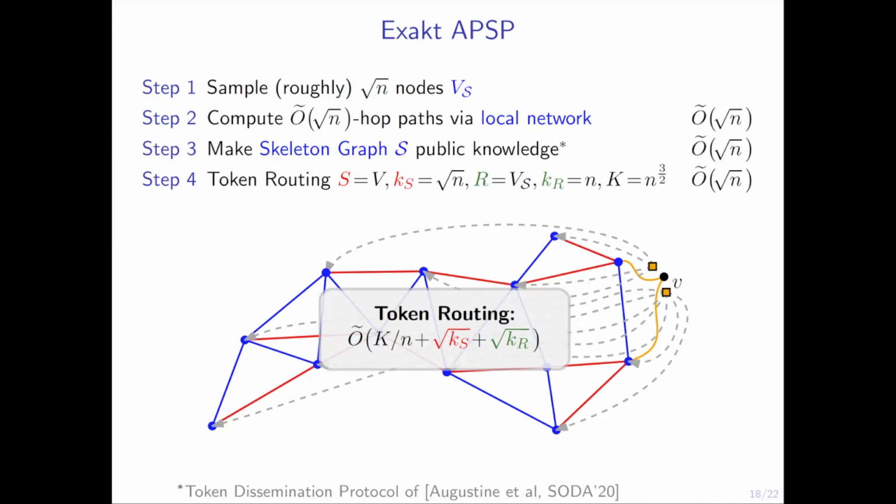After this, every skeleton node can compute its distance, with the tokens it received, to every other node in the network. Then in another square root of n rounds, it can send all the distance information to its neighbors within square root of n hops. And that solves the exact APSP problem.